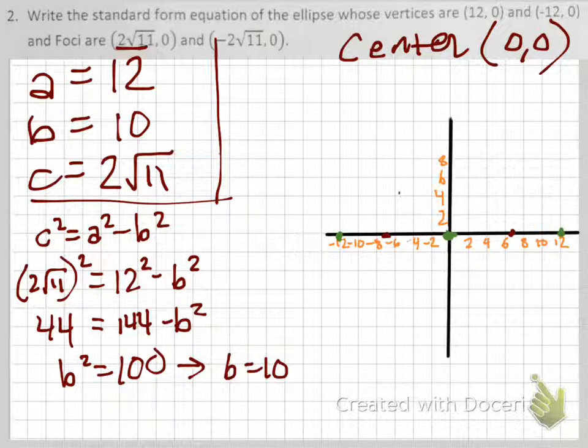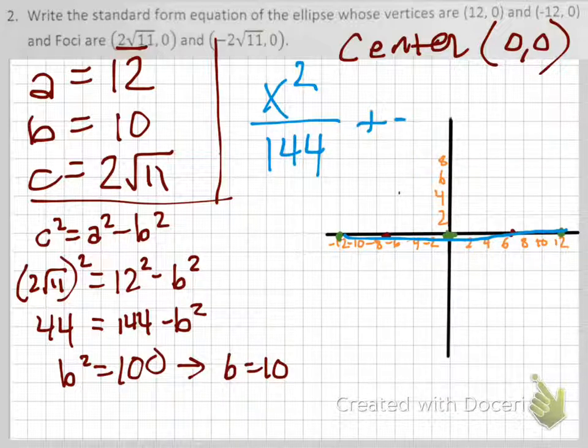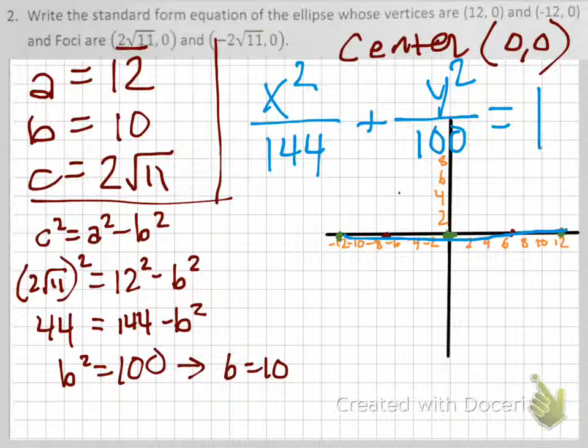Okay, so going back to our question, we're asked to write the standard form equation. So we know that since our major axis is horizontal, then our A value goes under our x squared. So A squared is 144. Again, our center is at 0, 0, so we don't have to bother with parentheses subtraction on the top. So we have y squared, and then b squared goes under that, so that's going to be 100. And on the right side has got to be equal to 1. Alright, so finally answer our equation in the box.